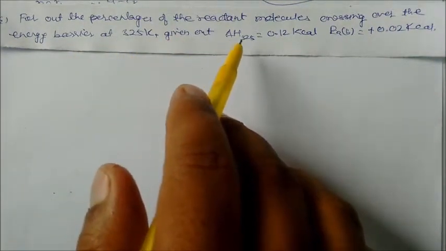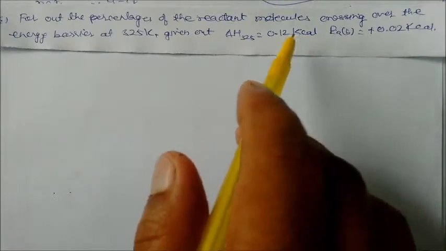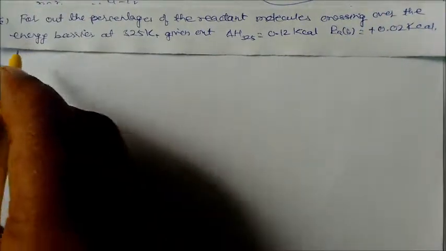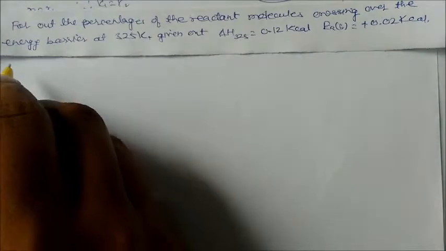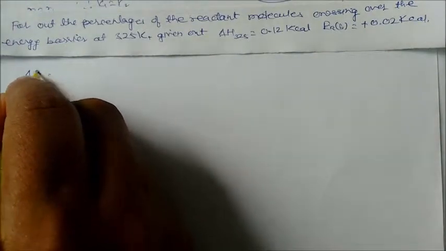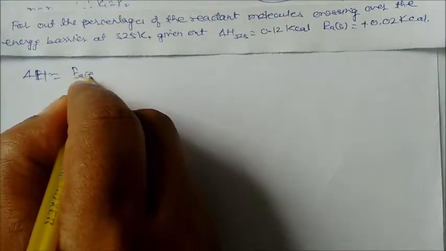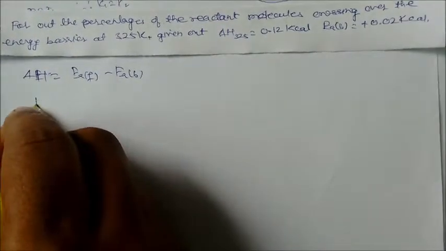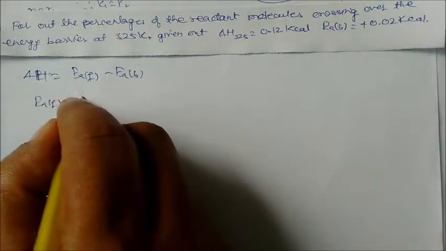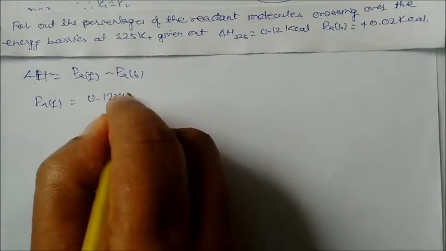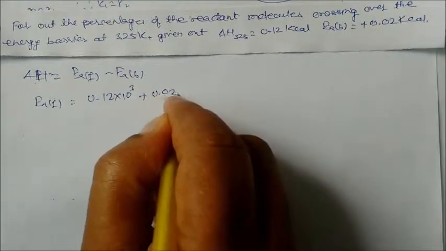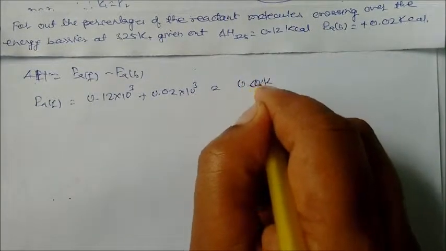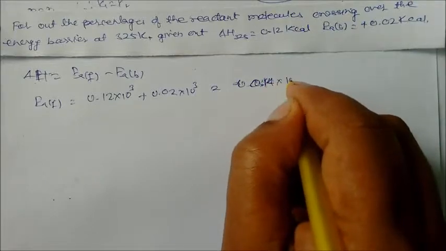Given delta H at 325 is 0.12 kilocalorie, and the activation energy of the backward reaction is 0.02 kilocalorie. It is given here, so we will find out. Here delta H is equal to EA forward minus EA backward. This we know already. So we need to find out EA forward. EA forward is equal to 0.12 into 10 to the power 3 calorie plus 0.02 into 10 to the power 3. So in total you will get 0.14 into 10 to the power 3 calories.